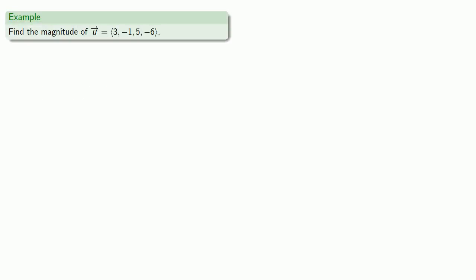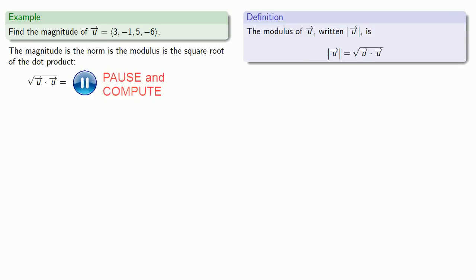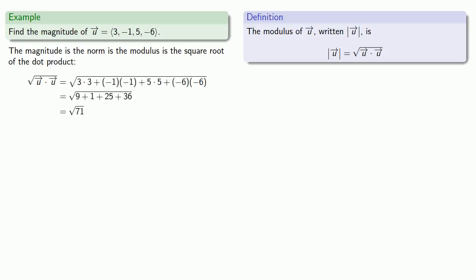And just as a quick example, let's find the magnitude of the given vector. And the magnitude is the norm, is the modulus, is the square root of the dot product. So we'll find the square root of the dot product, and we find then that the magnitude is equal to the square root of 71.